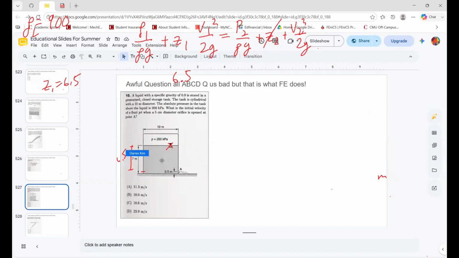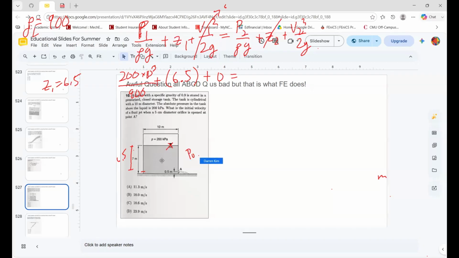6.5, yeah. And then we can do plus, and then we know this is pressure, by the way. We know the pressure of 200 times 10 to the 3 divided by the liquid density. Density is all liquid, so it's 900, right? We already discussed why it's 900. And we know the velocity is 0 over here, so we can just do 0 for that.